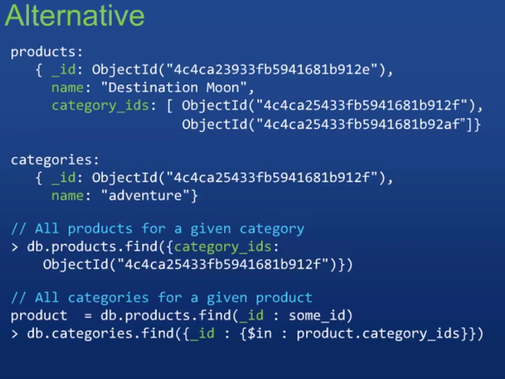So now I can do this query in both directions. I can get all the products for a category, and I can get all the categories for a given product. I only needed to store the association once. I also only need a single index here on the category IDs nested attribute in order to make this query fast.